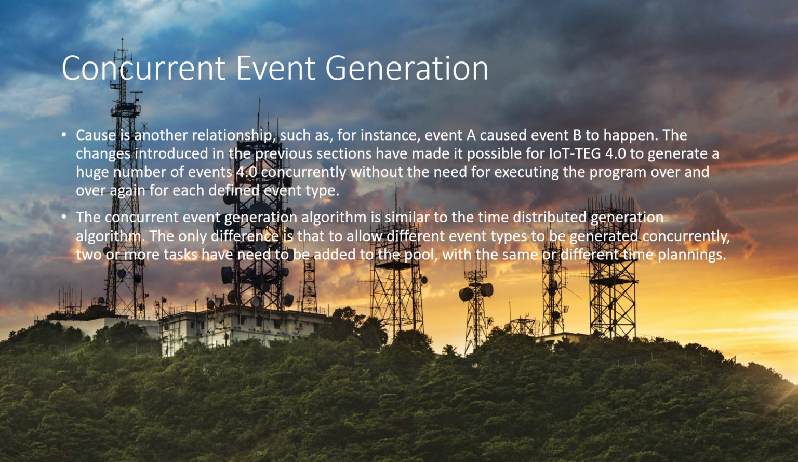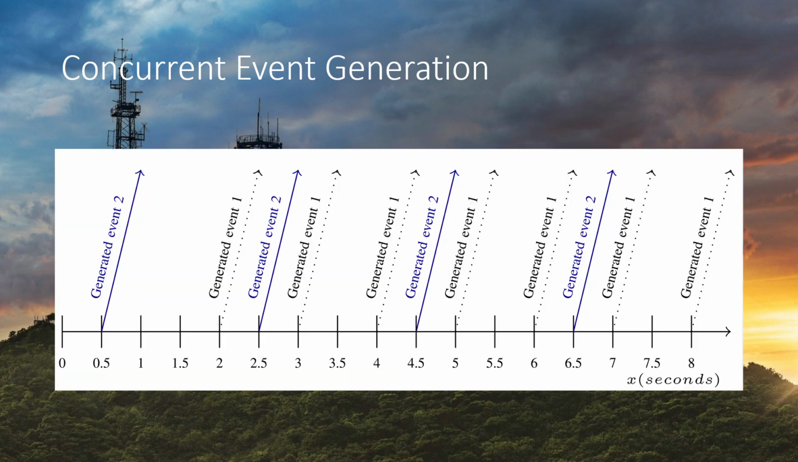The concurrent event generation algorithm is technically similar to the time distributed generation algorithm, but the only difference is that to allow different event types to be generated concurrently, two or more stacks need to be added to the pool with the same or different time plannings. So this is how it looks. It's almost the same as the previous algorithm. But in this generation, many events happen many times but at different times.